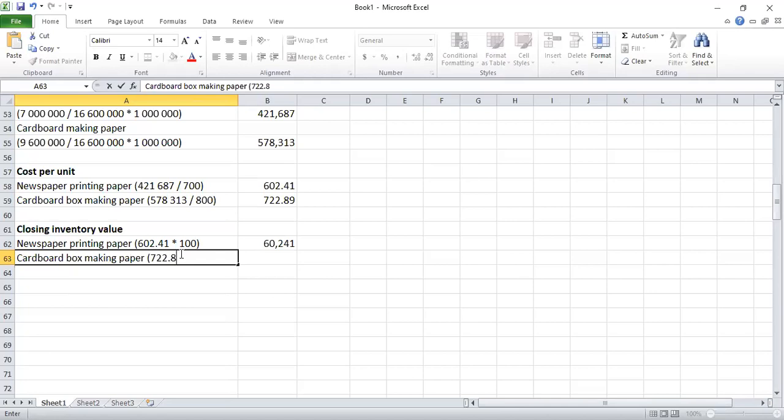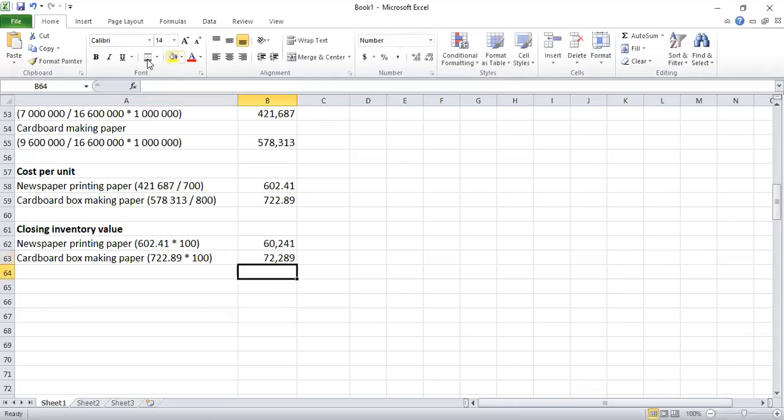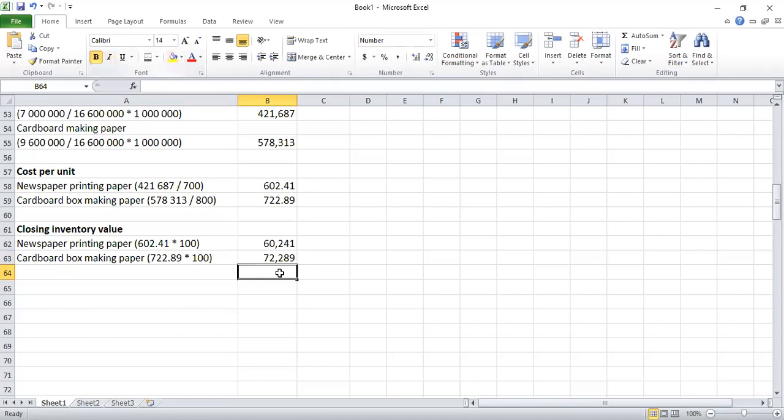$722.89. The 100 that we're multiplying is the closing inventory. Remember, both of them at 100. Then we get the total. So that's our closing inventory value.